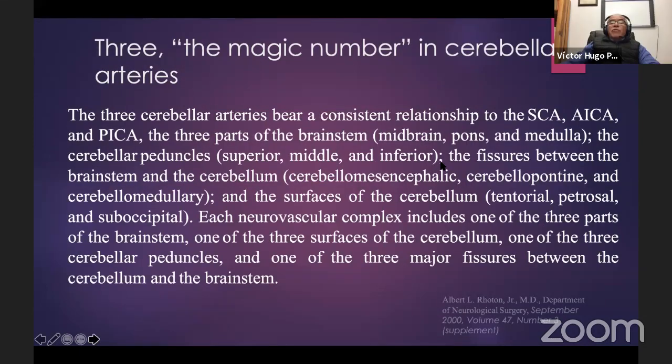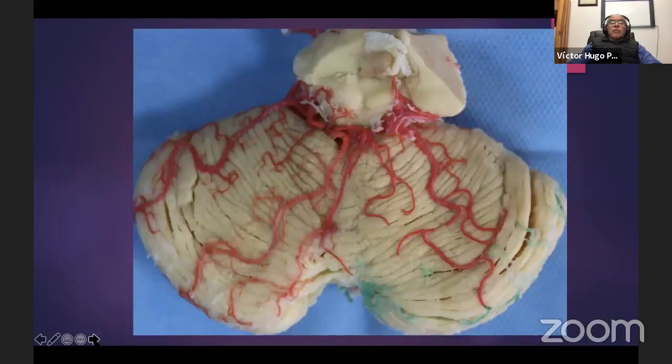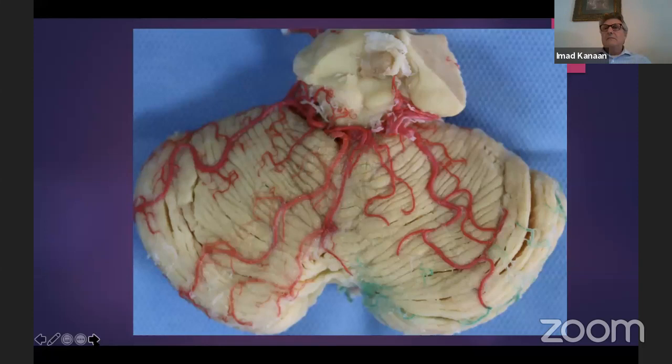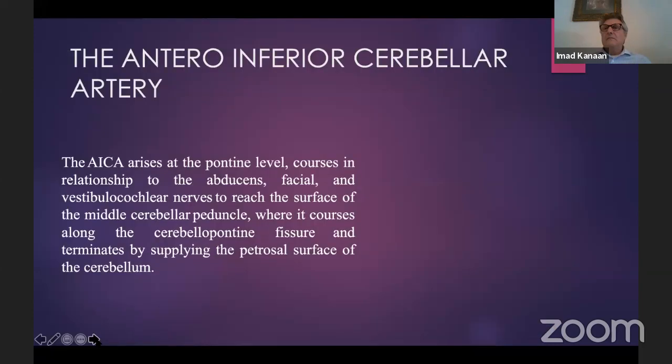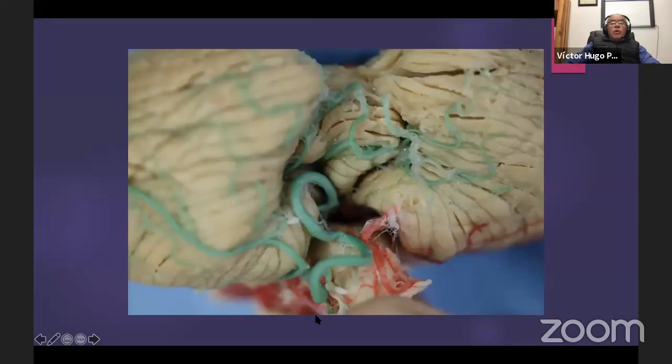Cerebellar arteries bear a consistent relationship to the superior, anterior-inferior, and posterior-inferior cerebellar arteries. Here we have superior cerebellar, anterior-inferior cerebellar, and some lower cranial nerves. This is irrigation coming from the superior cerebellar artery. And here we have another interesting view of these arteries.